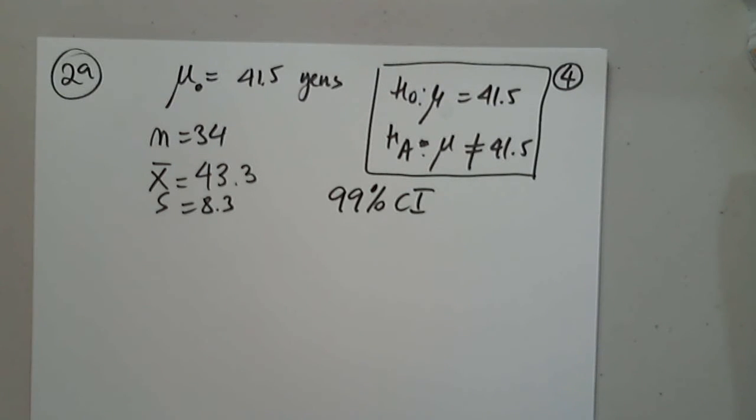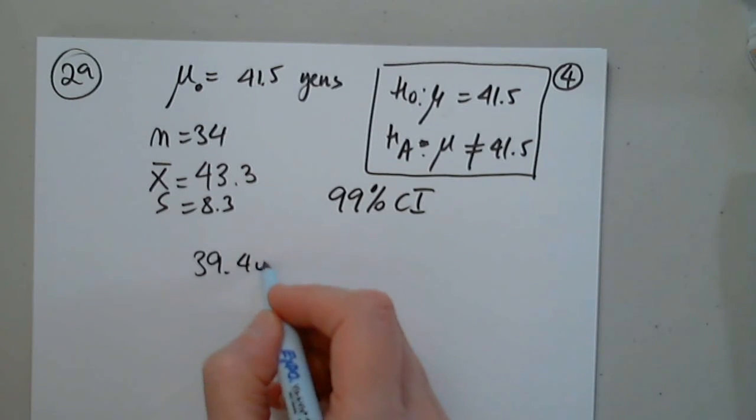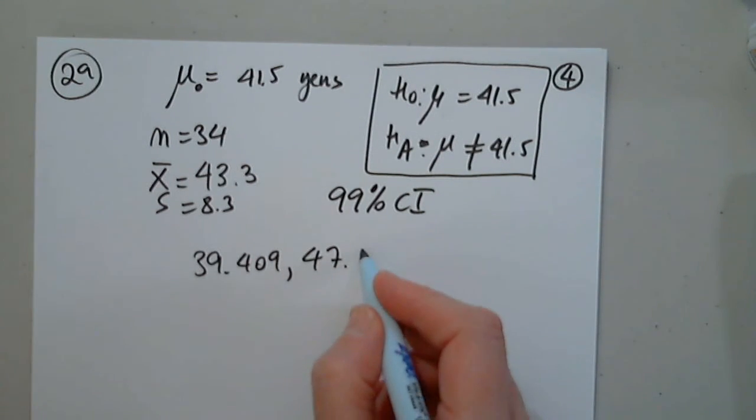So we go to stats, tests, and we want to create a t interval. This is a t interval with statistics. X bar, 43.3. Standard deviation, 8.3. Sample size, 34. And 99%, and calculate. So it's 39.409, comma, 47.191.